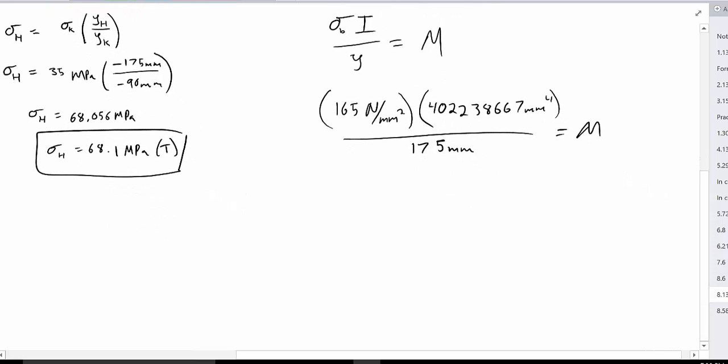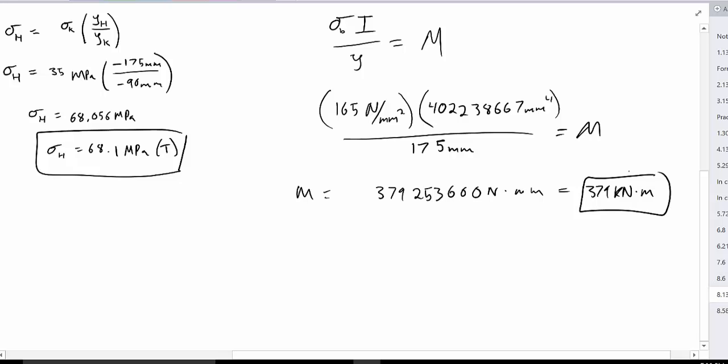So you should plug the values in, use your electric brains, and you should get a value of 379253600 newton millimeters, which equals 379 kilonewton meters. And that will be our maximum moment. And that's part B.